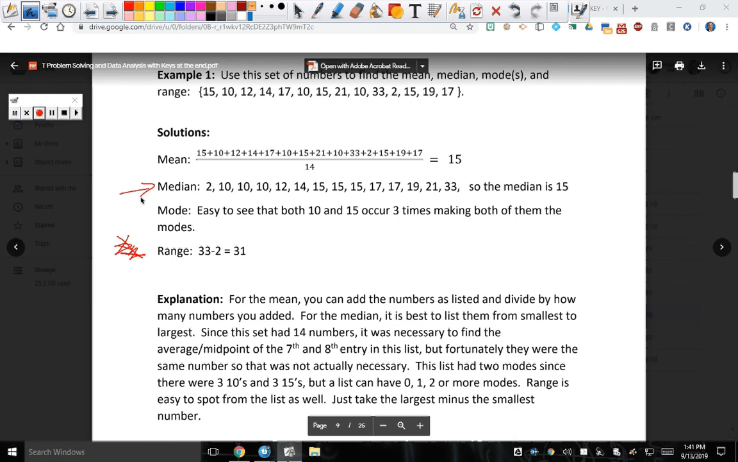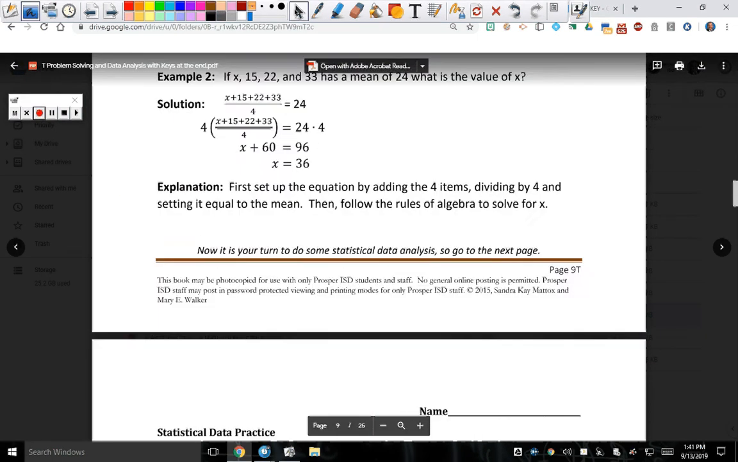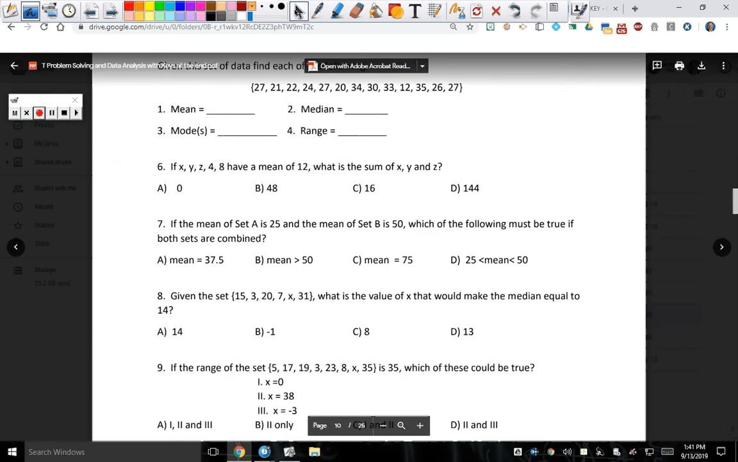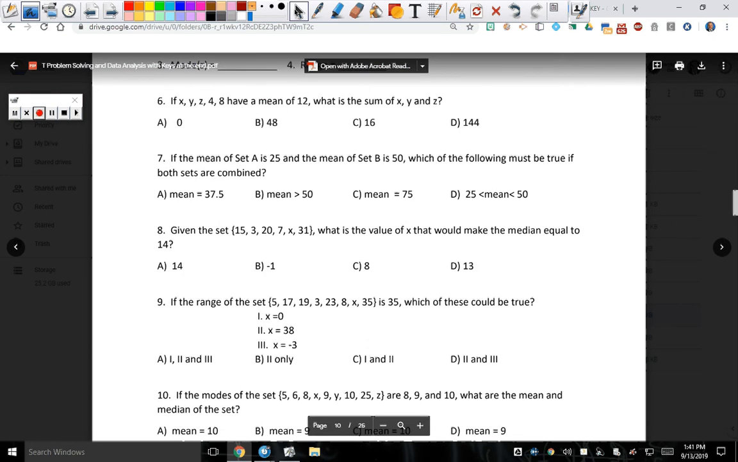List them all out, lowest to the biggest, find the middle number, and what do we do if we have 2 numbers? Just add and divide by 2. Find the average of those 2. And then mode is the most frequent. Okay? So looking at what we have here, let's look at number 6.